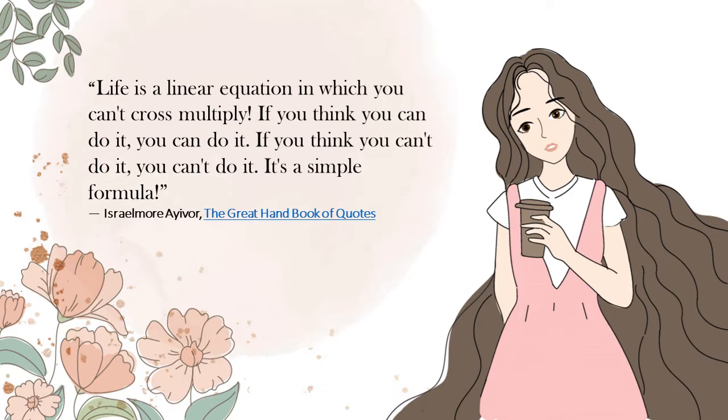According to Israel Moore Ivor from the Great Handbook of Codes, life is a linear equation in which you can't cross multiply. If you think you can do it, you can do it. If you think you can't do it, you can't do it. It's a simple formula.